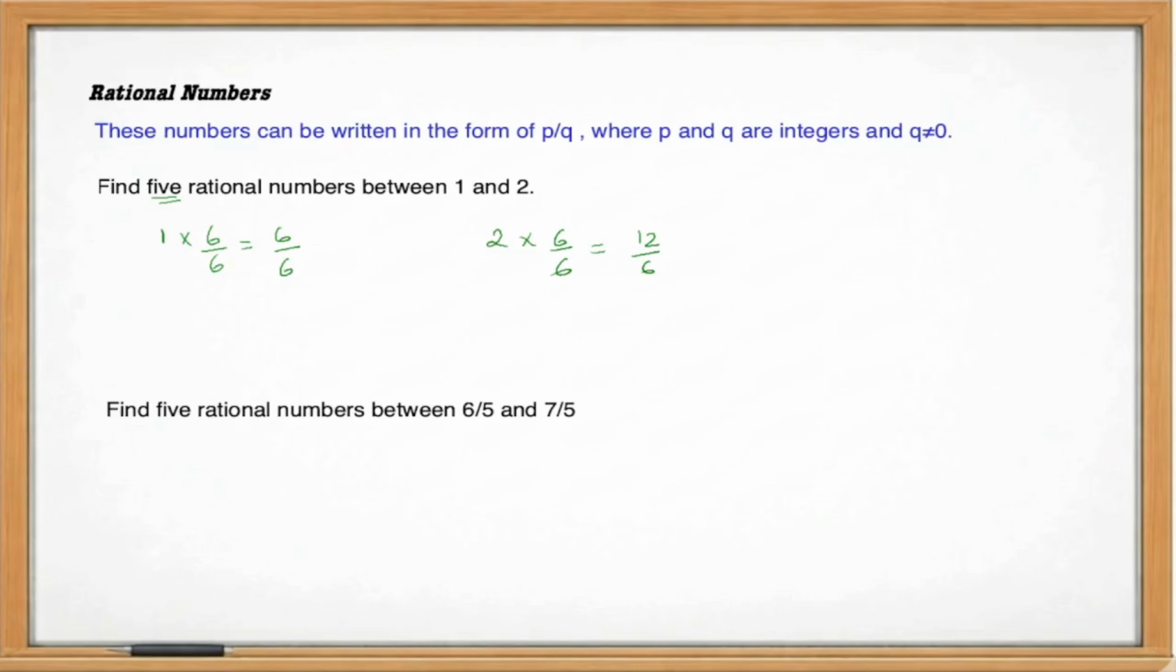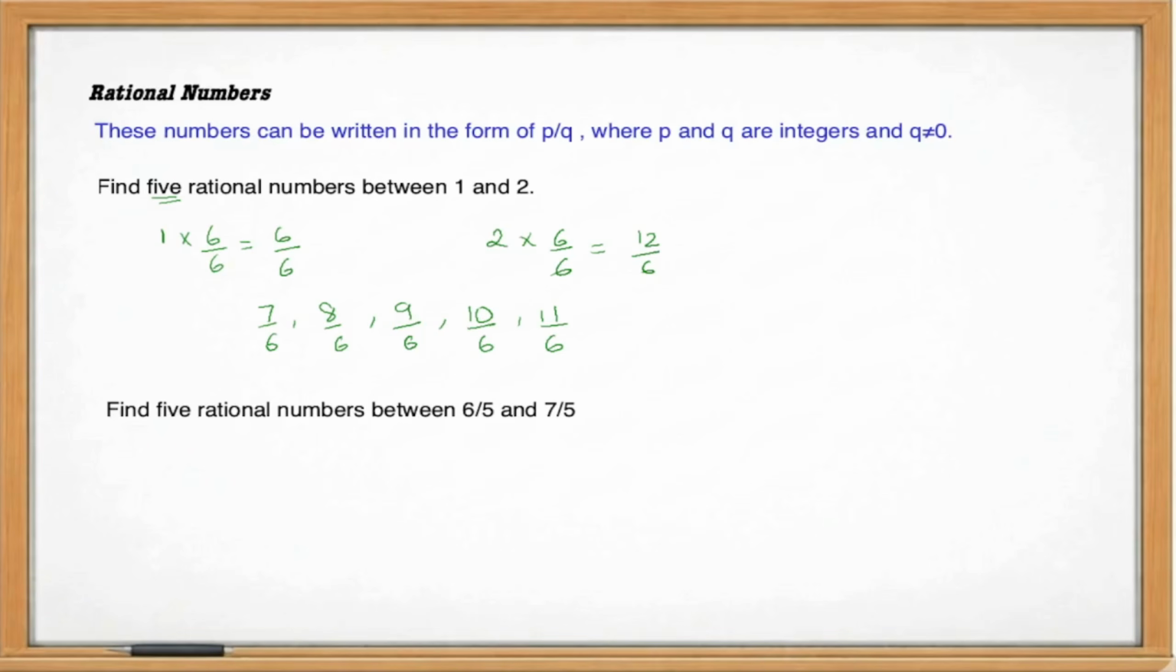Now see, you have to write the 5 rational numbers between these two fractions. So what will be there? 7 by 6, 8 by 6, 9 by 6, 10 by 6, 11 by 6. So these are the 5 rational numbers between 1 and 2. It was easy, right? Okay. Now let us see the next question.